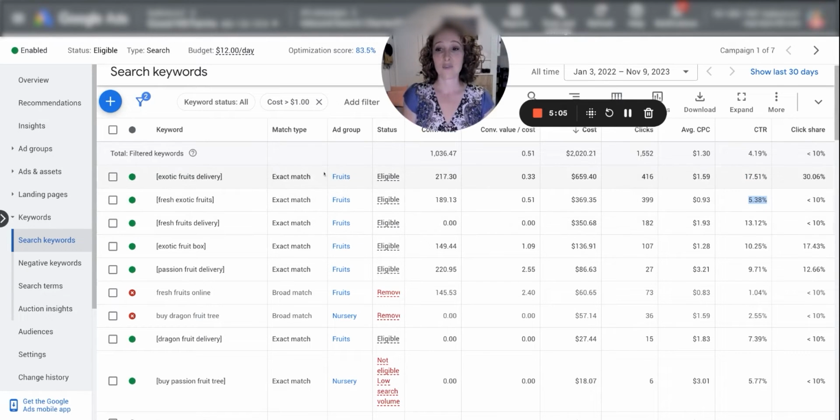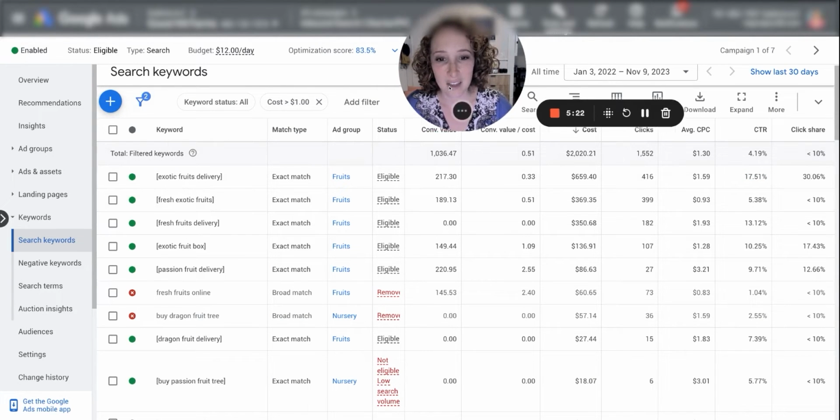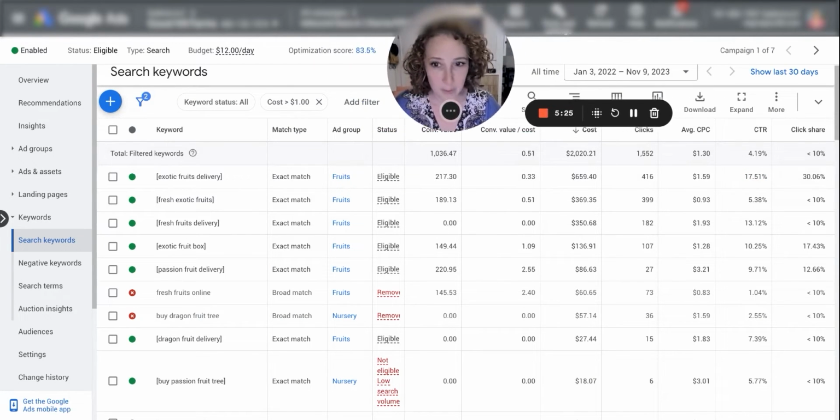So this is very interesting. Exotic fruit delivery indicates that somebody has their wallet in their hand and they are asking for fruit to be purchased on the internet and delivered to their door. And the click-through rate on this one is 17%, right? Whereas, and do I have conversion rate pulled up? No, we're gonna have to pull it up in a minute.